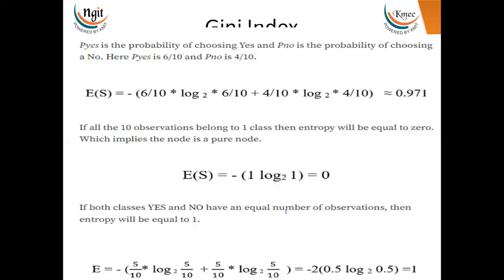So 6 by 10, multiplied with the log of 6 by 10 to the base 2, plus 4 by 10, multiplied with the log of 4 by 10 to the base 2. So what will I get? 0.971. Now suppose all the 10 values are yes. Then in that case, I will get 10 by 10 multiplied by log of 10 by 10, means 1 multiplied by log of 1, which is 0. When I am having all yes, there is zero randomness.